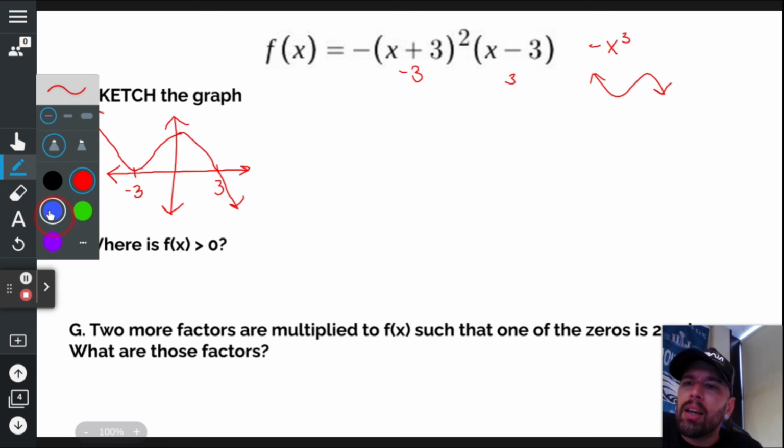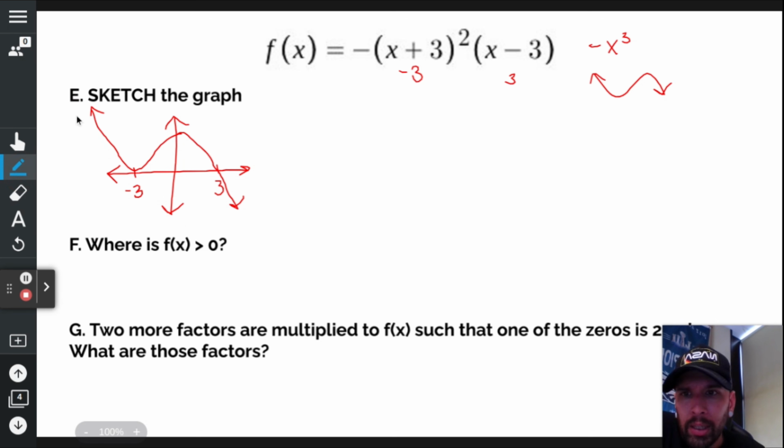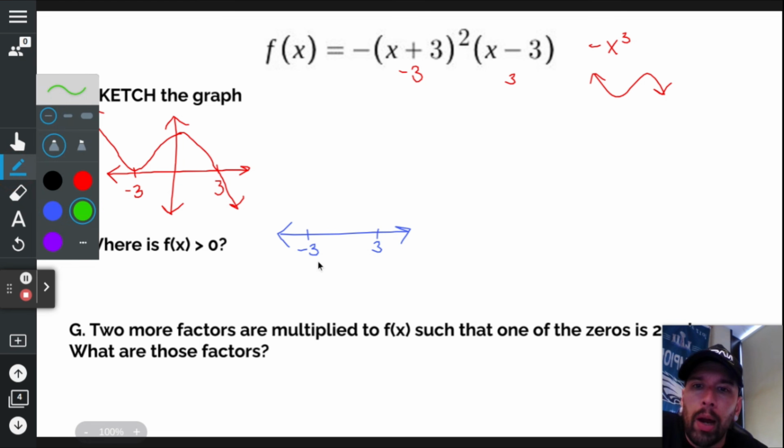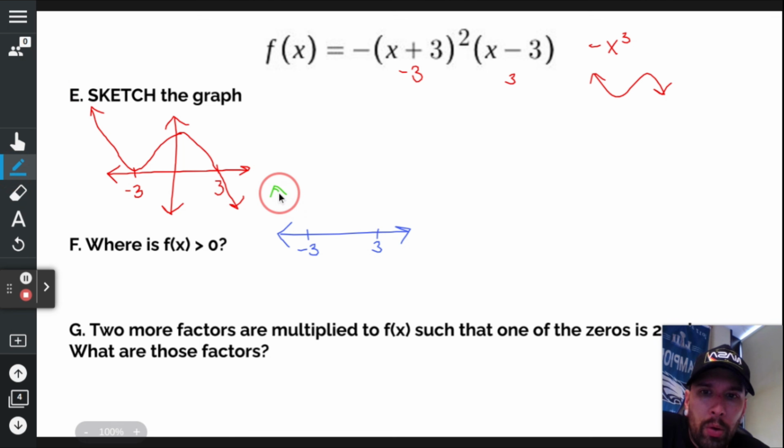Now, F kind of piggybacks off of what I did for E. Whenever you are being asked to find where your function is positive or negative, you can draw yourself a little sign chart. This is called a sign chart, basically a number line. You mark out where your zeros were, negative 3 and 3. You remind yourself of what the graph looked like. So it looked like this, hit negative 3, bounced back up, and went through positive 3.